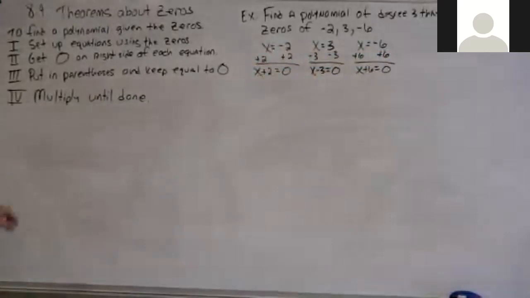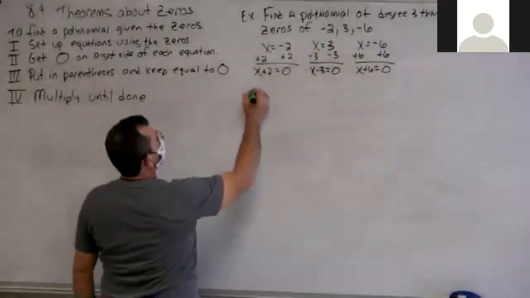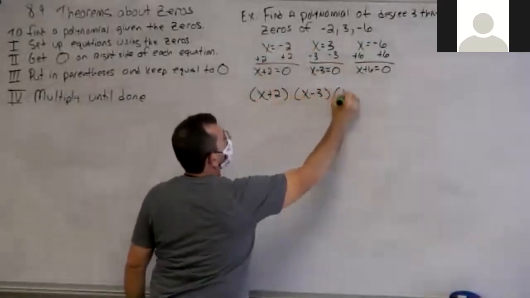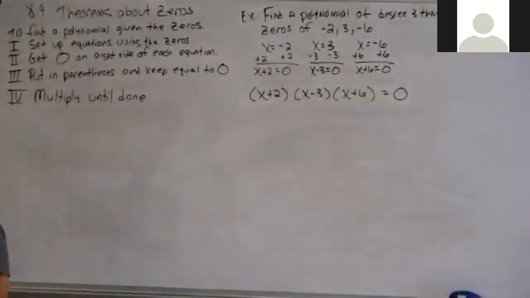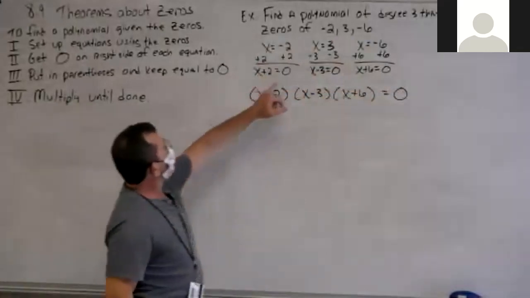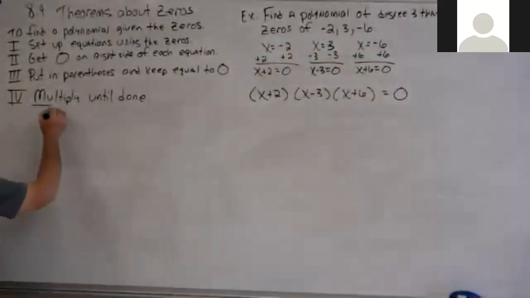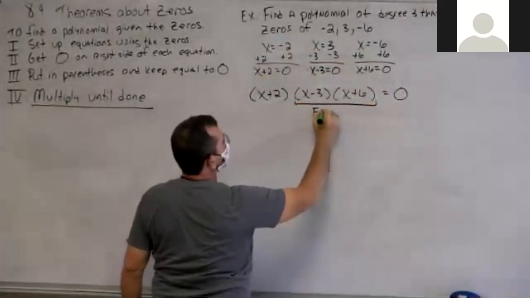Now, I'm going to put all these in parentheses and set it equal to 0. I'm going to have an x plus 2, x minus 3, x plus 6, all equal to 0. And the reason we can do that is because all 3 of these equations were set equal to 0, okay? So y'all, that's where I'm at now. Multiply until you're done. So usually on these, I take my last 2 and multiply them. So I'm going to just sort of FOIL these.